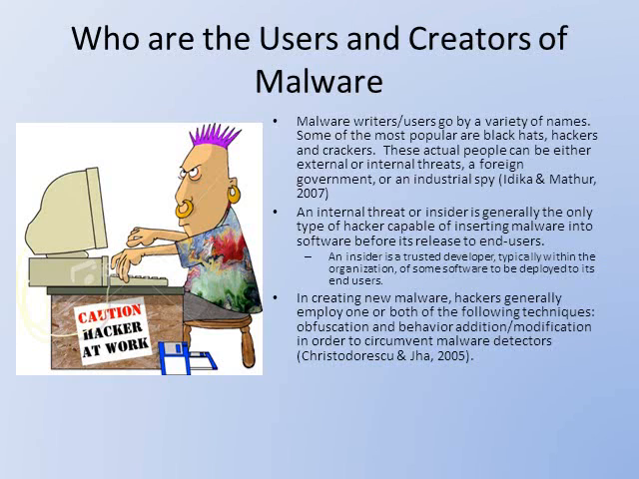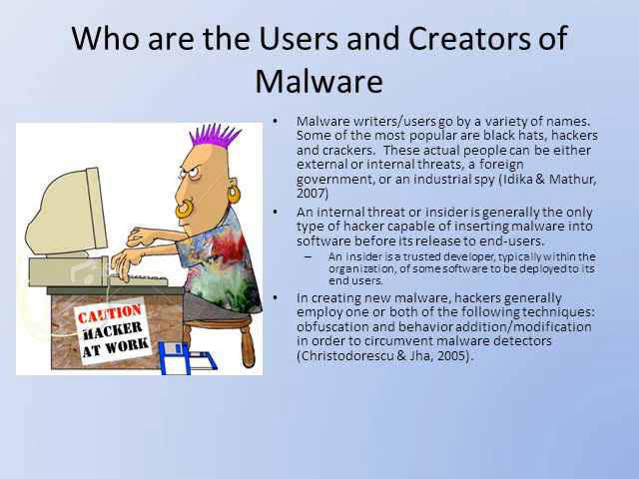An internal threat or insider is generally the only type of hacker capable of inserting malware into software before it's released to end users. An insider is a trusted developer, typically within the organization, of some software to be deployed to its end users. All of the persons or organizations that take on the hacker role insert malware during the post-release phase, which is when the software is available for its intended audience.